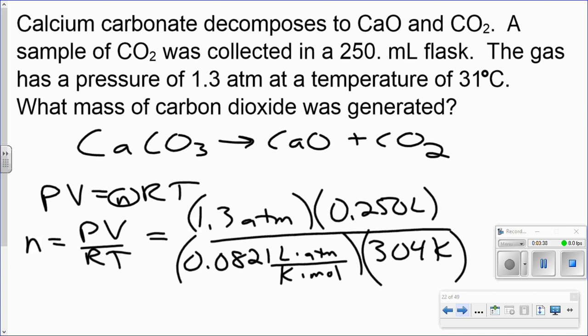Can we cancel? Yeah, there's a bunch of stuff. We're left with moles, that's good. Denominator of a denominator, that's also good. That really means it's in the numerator. So now use your parentheses if you can do this. If not, then just make sure you get it correctly. So I'm going to divide by 0.0821. I already multiplied the top, times 304 in the parentheses, and I end up with 0.0130. 0.0130 is the amount of moles.